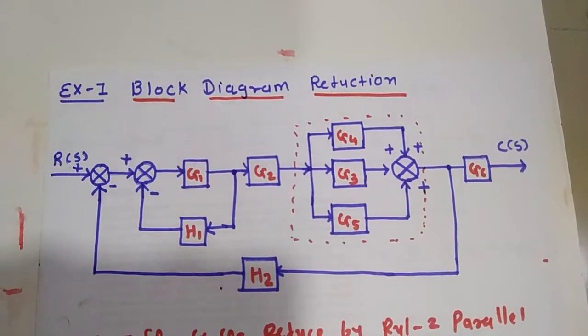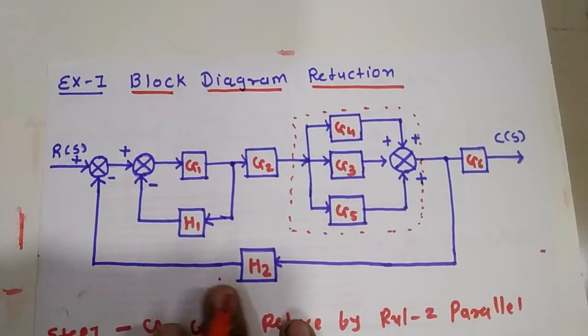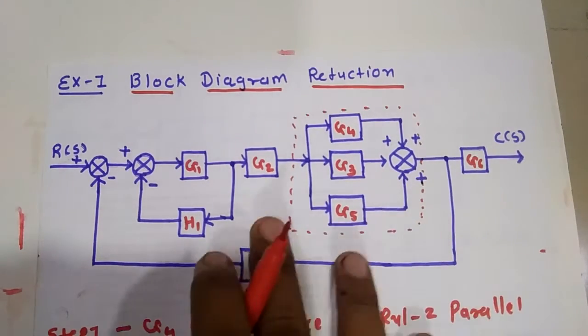In the previous video we saw the rules of the block diagram reduction techniques. After that, we see how to use these rules of block diagram reduction in examples. So in the first example, we see one control system.